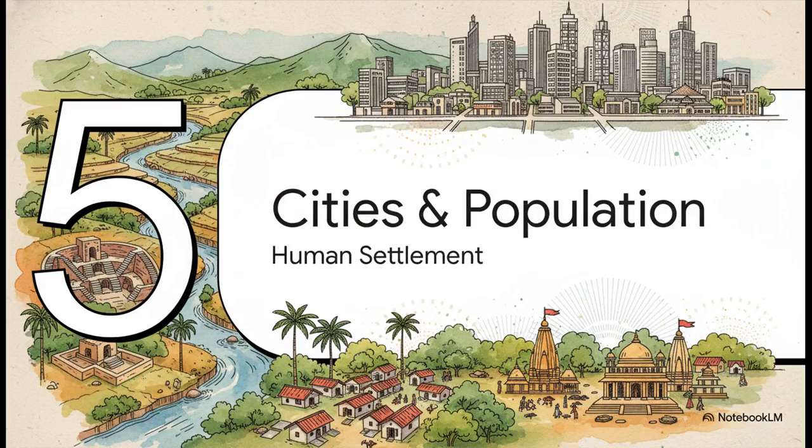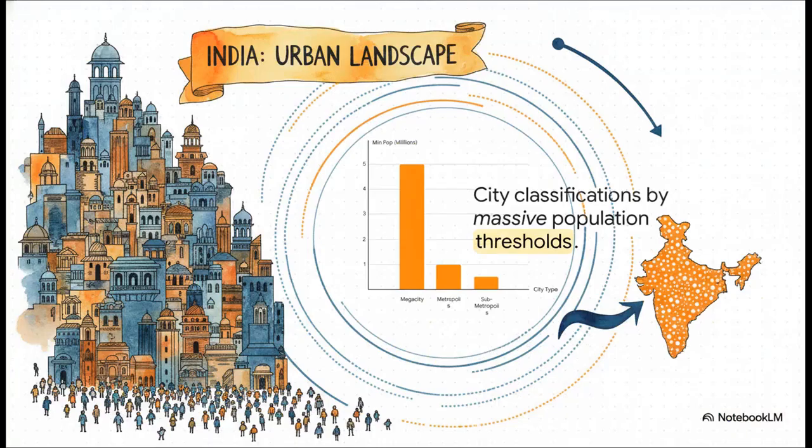Section 5. Cities and Population Density. Let's look at how humans have settled across this diverse, resource-rich landscape. To put this into perspective, over 27% of India's population lives in urban areas, spread across more than 5,100 towns. Because the sheer volume of people is so high, cities are strictly classified by these massive population thresholds.